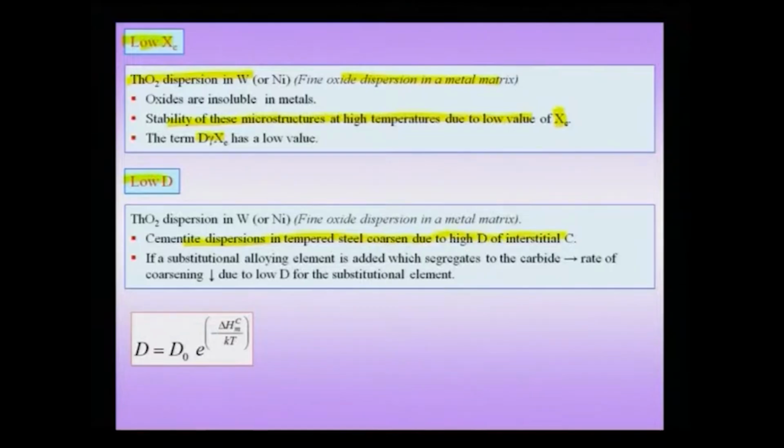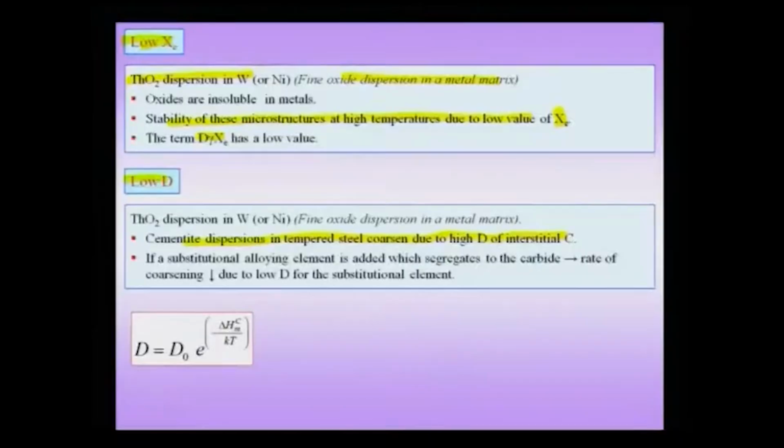But if you look at cementite dispersions in tempered steel, they coarsen due to the high D of the interstitial carbon. As you know, there are two kinds of diffusion, interstitial diffusion and substitutional diffusion. In interstitial diffusion, there is only one term in the exponential, D equal to D0 exponential minus delta Hm, which is the migration enthalpy of the interstitial carbon from one interstitial site to the other, and as expected this goes exponentially with temperature.